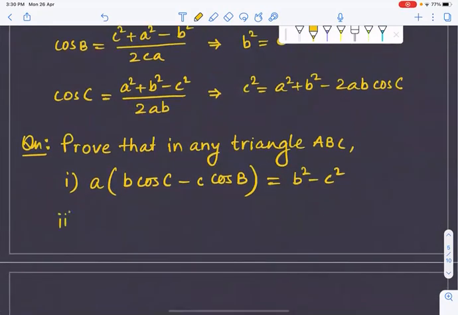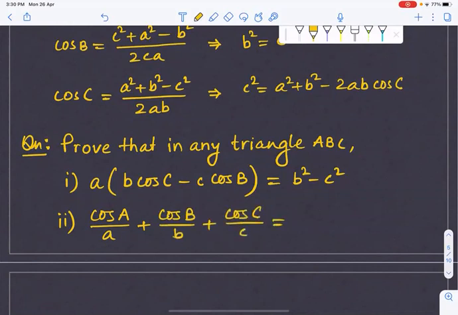That is in part 2, that you have to prove that cos of capital A by small a plus cos of capital B by small b plus cos of capital C by small c is equal to a square plus b square plus c square divided by 2abc. So these are the two questions that we are going to solve here.